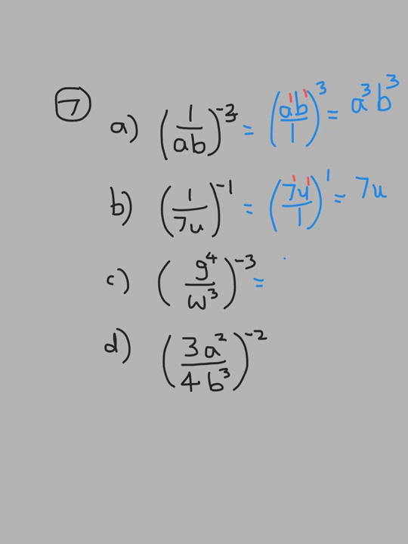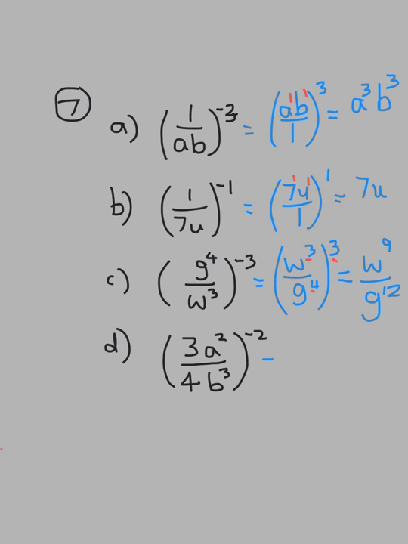Flip this fraction here, so we get w cubed over g to the 4th. Flip the fraction first, and that gives us a positive power. And we can multiply now, so 3 times 3 is going to give me w to the 9, and then 4 times 3 is going to give me g to the 12 on the bottom.